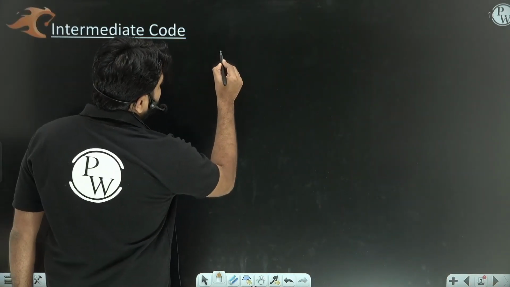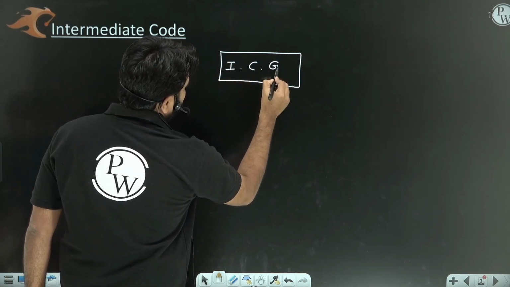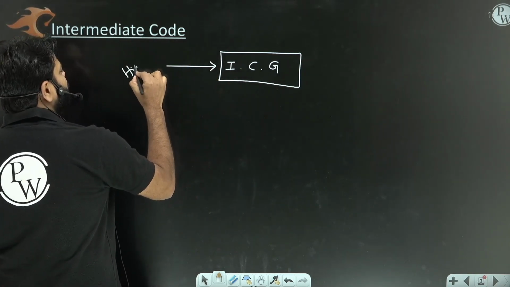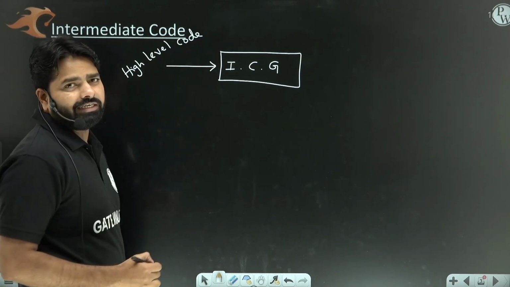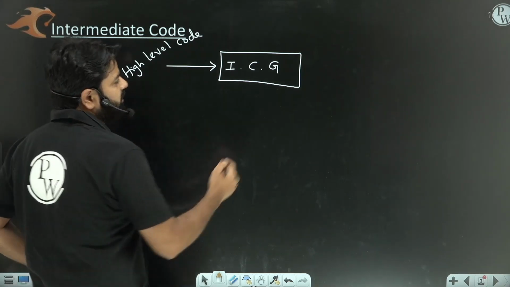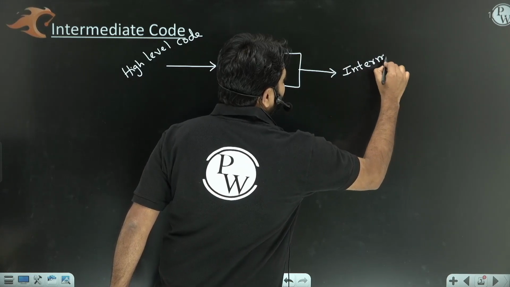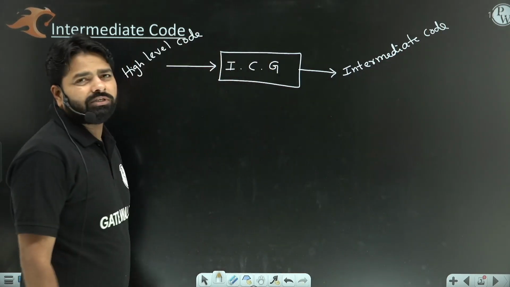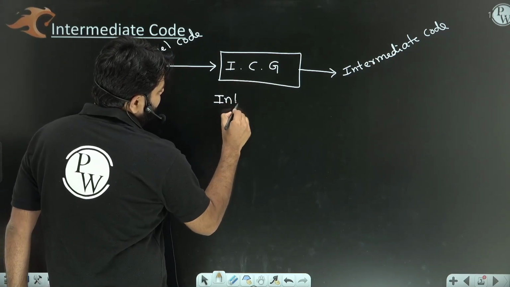Intermediate code is generated by the intermediate code generator. So ICG, which is nothing but intermediate code generator. For this you will give high level code, let's say C code, which is analyzed code, where it should be lexically, syntactically, and semantically correct. So this high level code is given to ICG, and what does ICG produce? Intermediate code. Now the question is, what is intermediate code, right? So intermediate code is generated by the intermediate code generator.